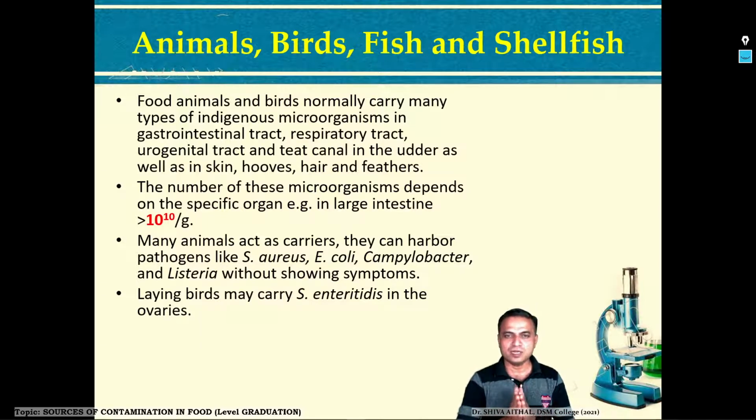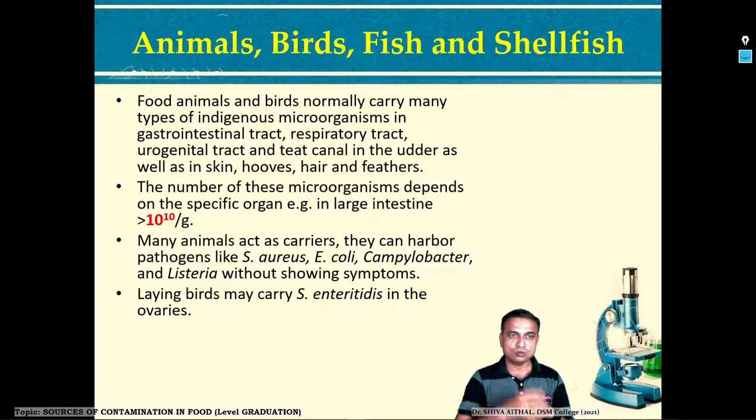The number of these microorganisms depends on the specific organ. If it is inside the intestine, then there are 10^10 microorganisms per gram. These are cleaned, and there is a food processing protocol which has to be followed. If it is not proper, there is a huge chance that the intestinal organisms of the animal will be added into the food. There will be spore formers also. Same with the respiratory tract of the animal, the fish or the birds.